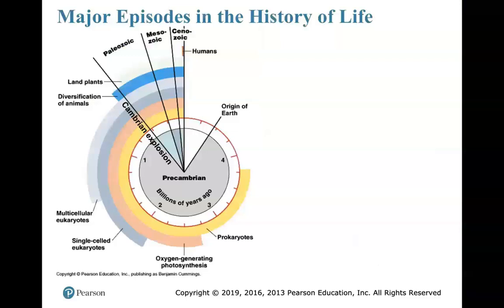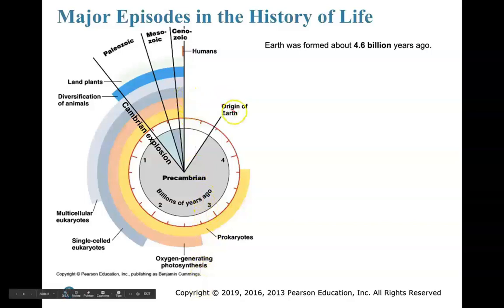Major episodes in the history of life we can see occurring on this timeline. Let's go through some highlights that I want to hit up on, because we're not going to go through all the different periods in great detail. Earth was formed. To the best of our knowledge, Earth was formed about 4.6 billion years ago. So on this timeline, origin of Earth appears right here.